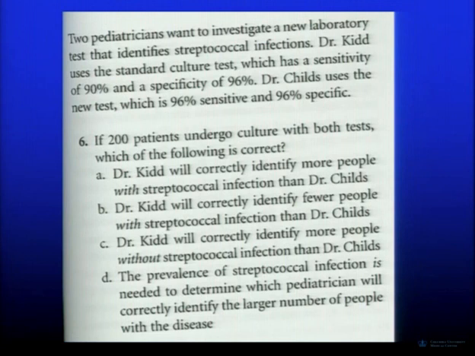Can it be A, Dr. Kidd correctly identifying more people than Dr. Childs? No, because the sensitivity would be flipped from what it is, right? Could it be B? Right. Dr. Kidd will correctly identify fewer people with streptococcal infection than Dr. Childs. That's strict from the definition. And the specificity was the same, so that's why it can't really be C. They both had 96% specificity.